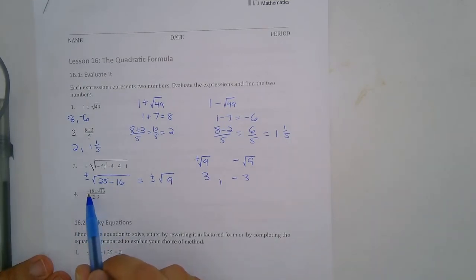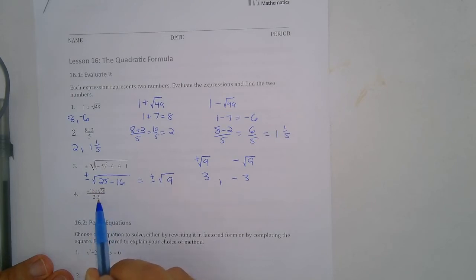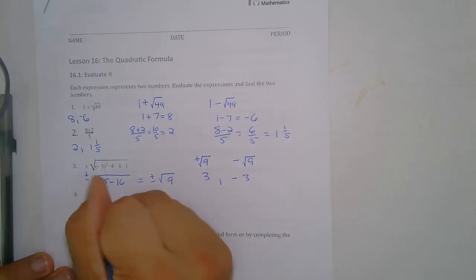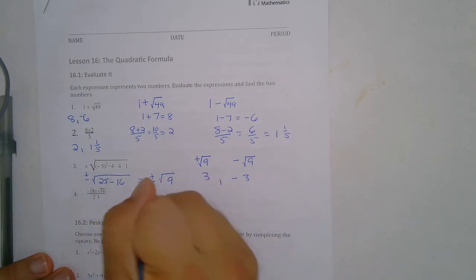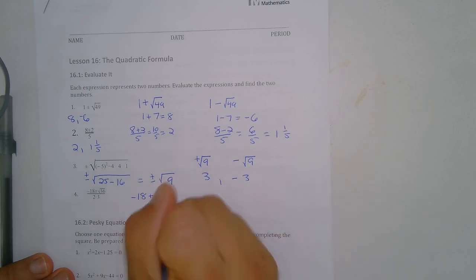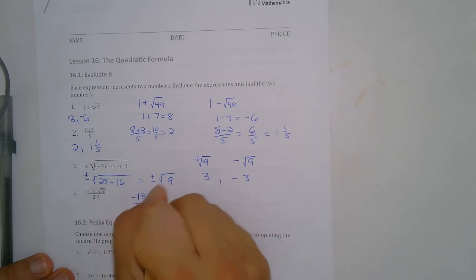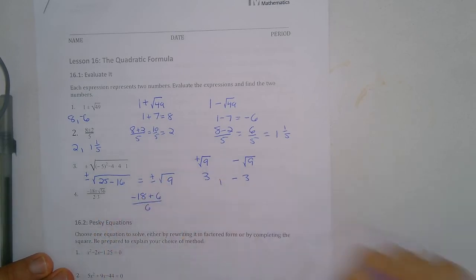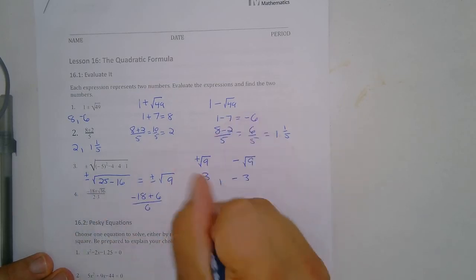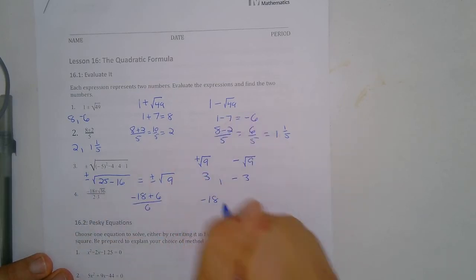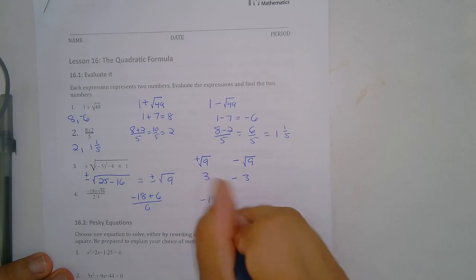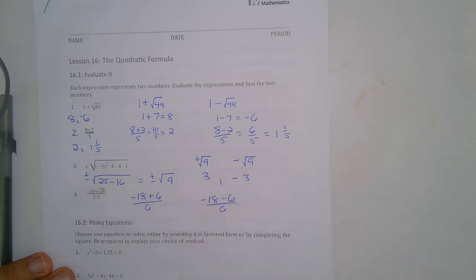So now here we have negative 18 plus or minus the square root of 36 divided by 2 times 3. So this ends up being negative 18 plus the square root of 36, which is 6, over 2 times 3, which is 6. And then here we're going to have the minus version, so negative 18 minus the square root of 36, or minus 6, over 6.